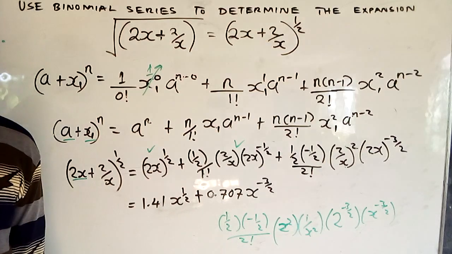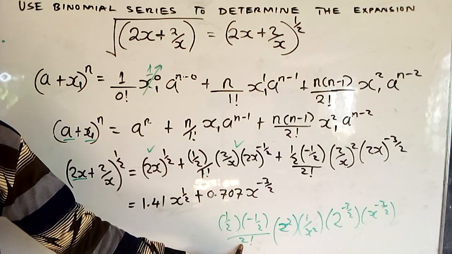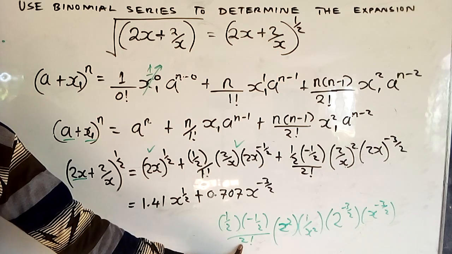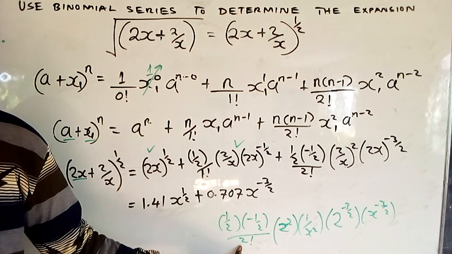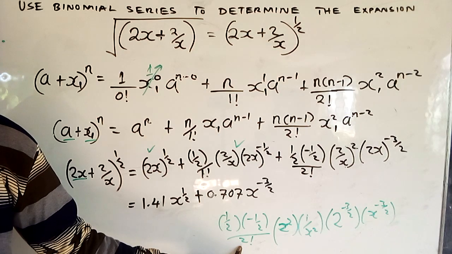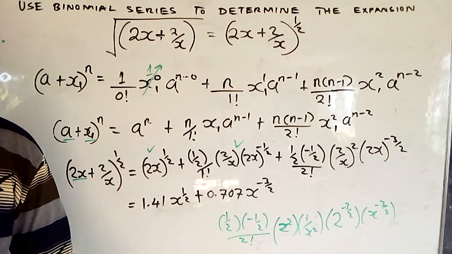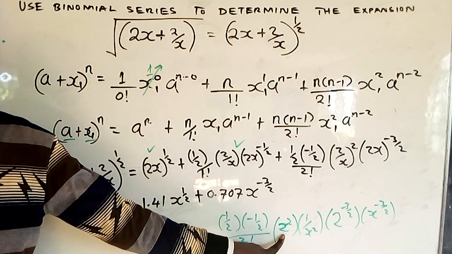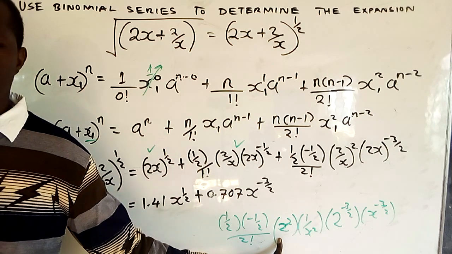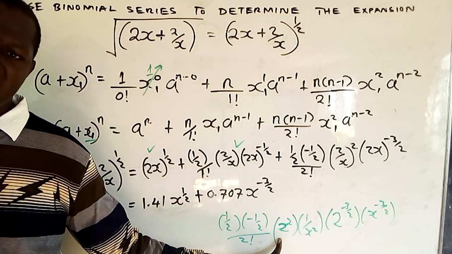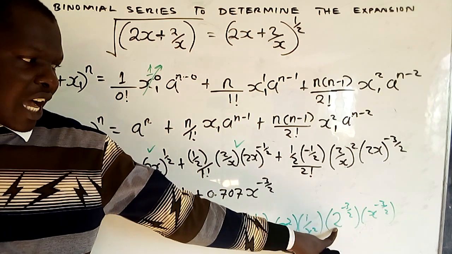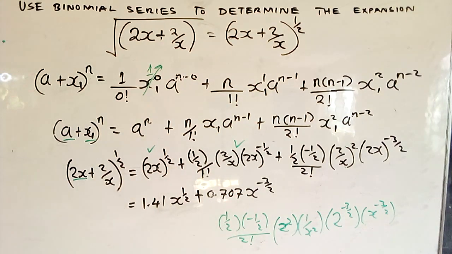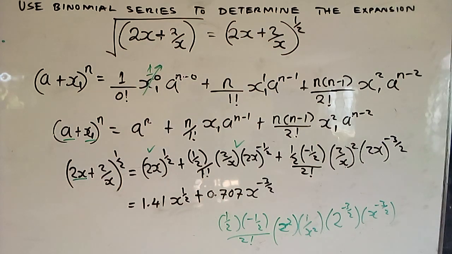So start from here. A half times negative a half, then divide by 2 factorial. Negative a quarter divided by 2 factorial. I can see the answer is negative 1 over 8. Why are you still wasting time with that? Negative 1 over 8. So negative 1 over 8 times 2 squared, that is negative a half. Then times 2 raised to power negative 3 over 2.